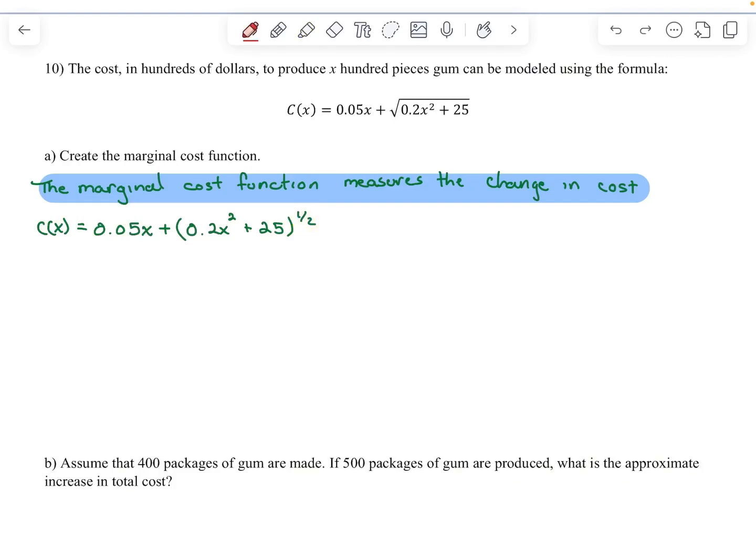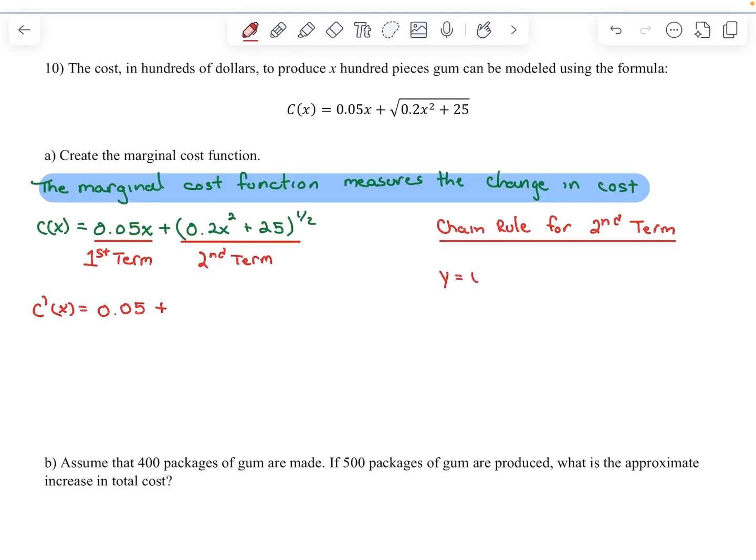Now to find the derivative. C of x consists of two terms. The first term is 0.05x, and the second term is the quantity 0.2x squared plus 25 raised to the 1/2 power. Since there are two terms, we are going to find the derivative of each term separately. So we have the derivative of C is equal to 0.05 plus, now the second term requires the chain rule.